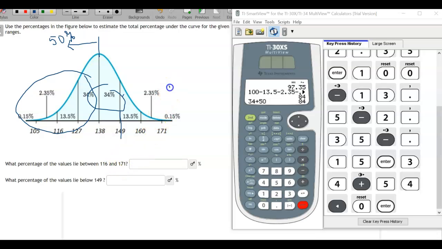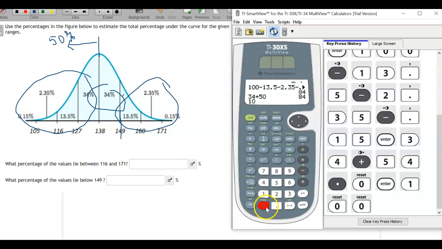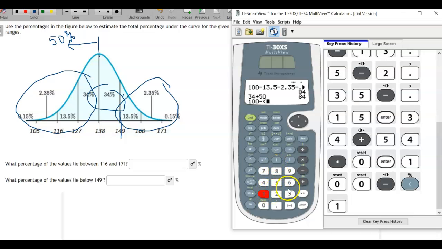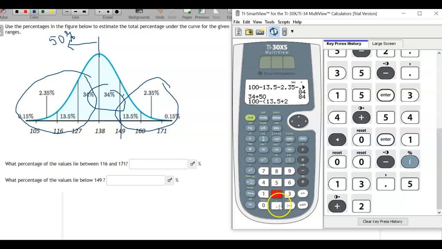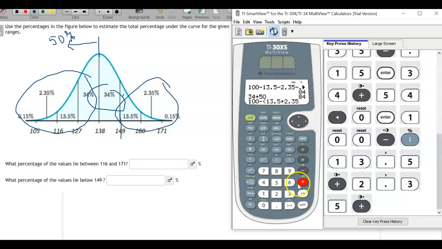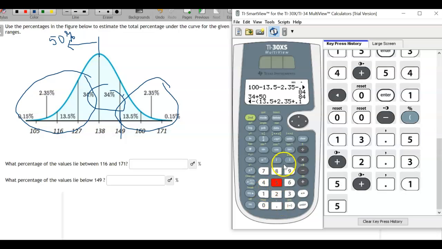There's actually a third way to do it, and that is you can subtract these 3 from 100. So you can take 100% minus, and then group those 3, 13.5, so you put these all in parentheses, add them up, 2.35 and 0.15. You'd add all those and say, oh, everything under the curve, since it's 50 on one side and 50 on the other, 100%, and these 3 we're taking away, so that gives us 84 as well. Any way you want to do that, that will work.